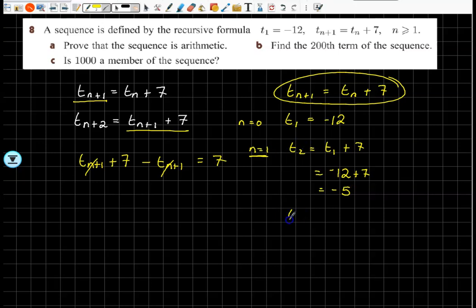And then the next term, T3, well, that's going to mean when n is 2, so that will now be T2 plus 7. What was T2? And so on and so forth. Bit of a pain in the gluteus maximus. What's the difference? 2 take 5 is 7. Minus 5 take minus 12 is 7. Is there a quicker way to do that?